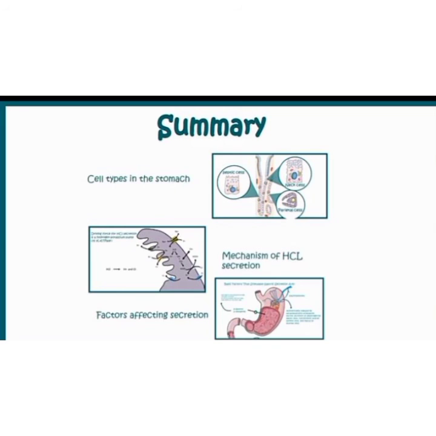So in this video we have firstly discussed the cell types, which include three: parietal, oxyntic, and mucus cells. Then we discussed the mechanism of how HCl is formed, and number three, the factors affecting the secretion, positive regulation and negative regulation.